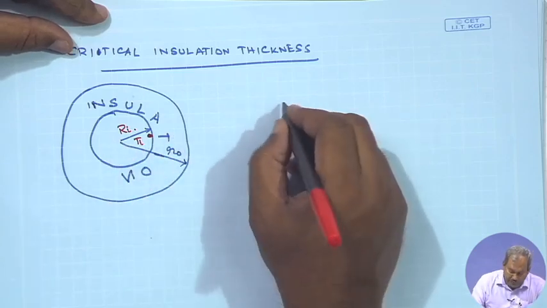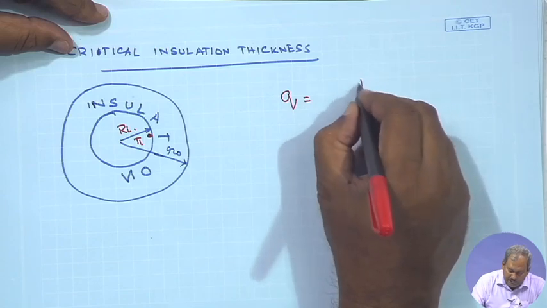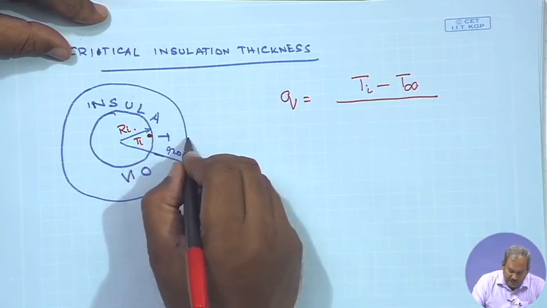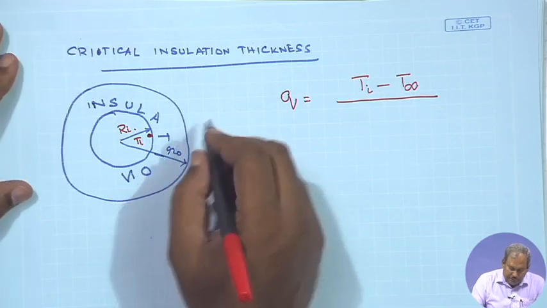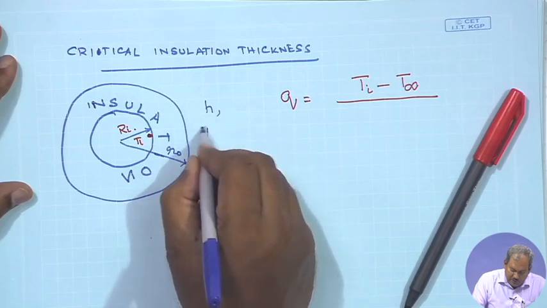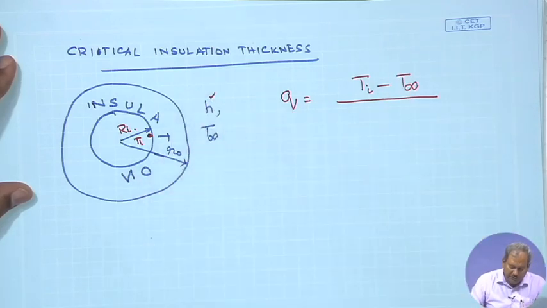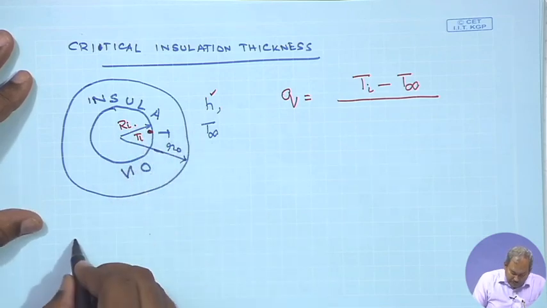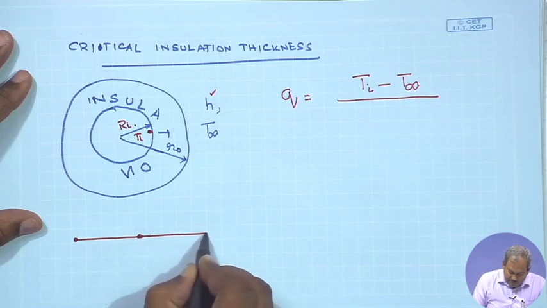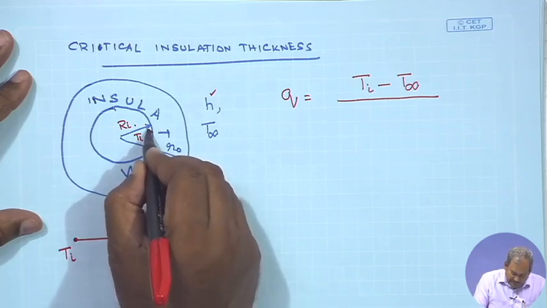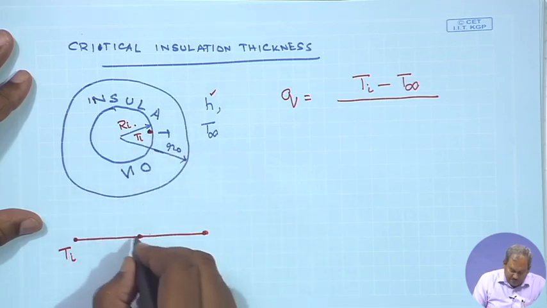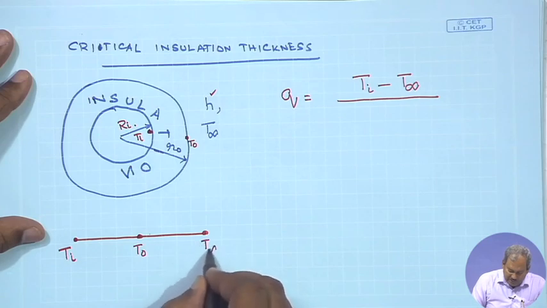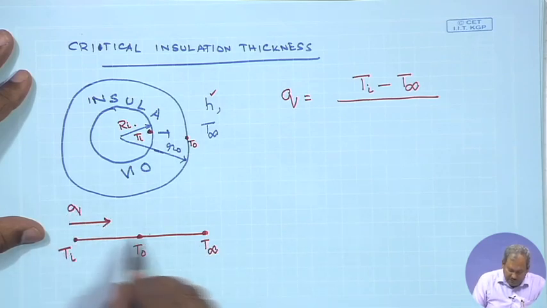So, the total amount of heat flow from the system is simply the potential difference, which is T_i minus T_infinity, divided by the resistance, the conductive resistance of heat transfer, and it is in contact with a fluid with a convective heat transfer coefficient h and temperature T_infinity. So, we are drawing the circuit between T_i, which is the inner temperature of the insulation, and some temperature T_o, the outside temperature of the insulation, and this is T_infinity. And some heat Q is flowing from the inside to the outside.